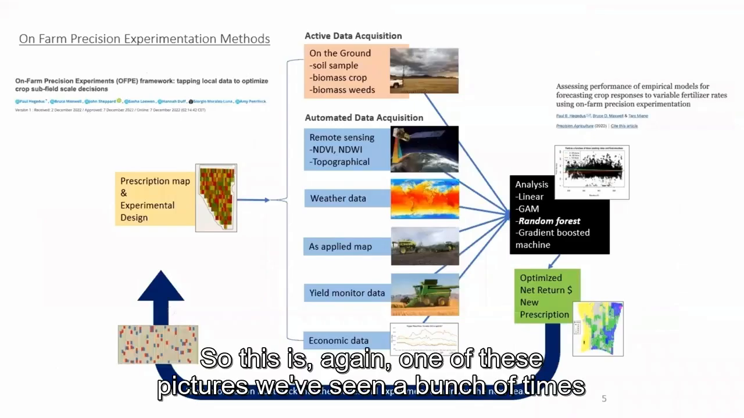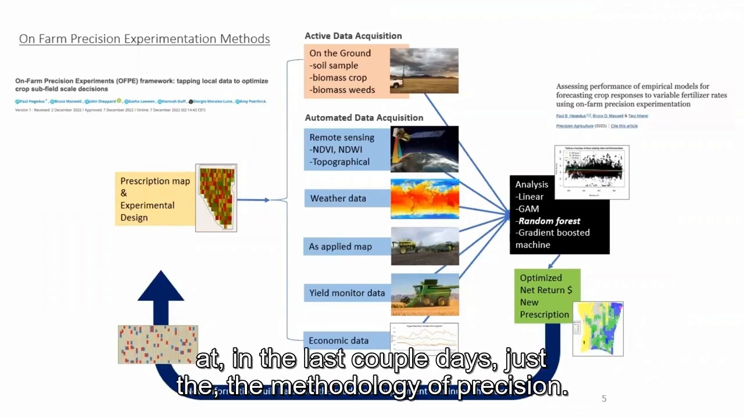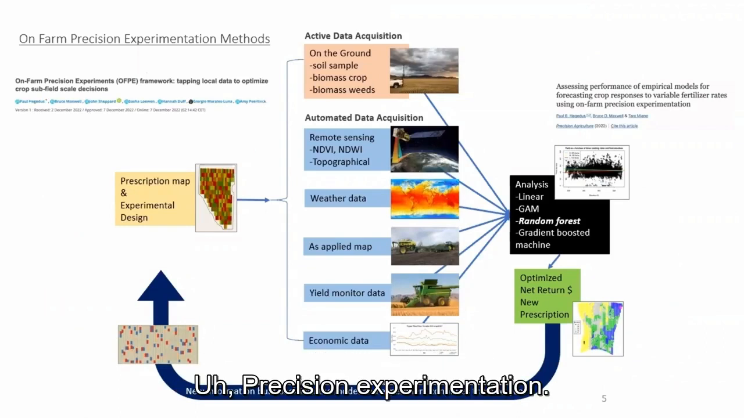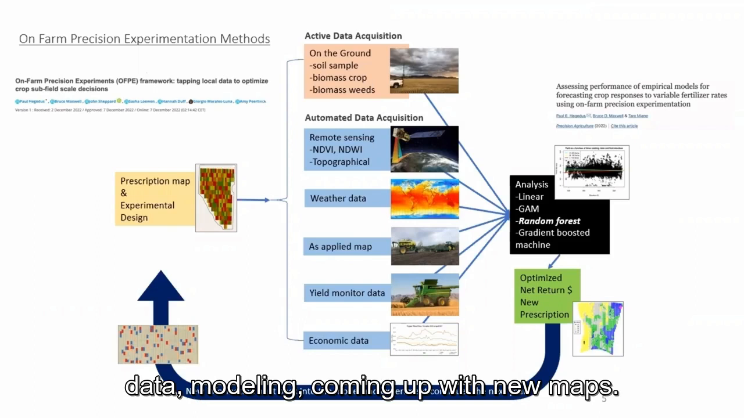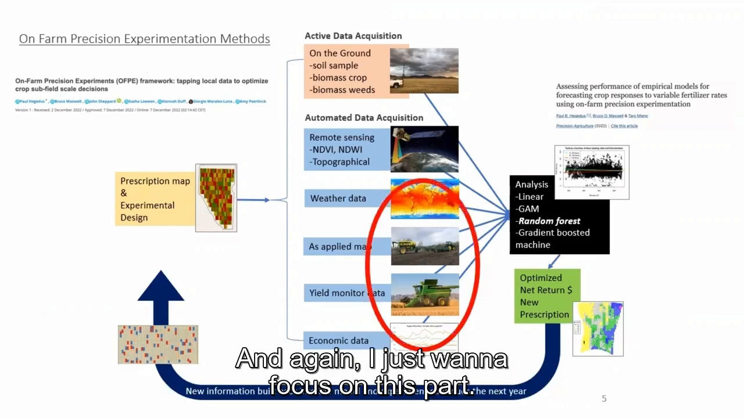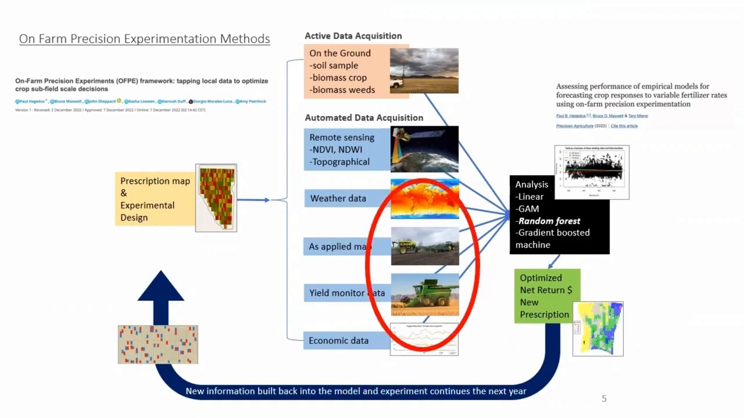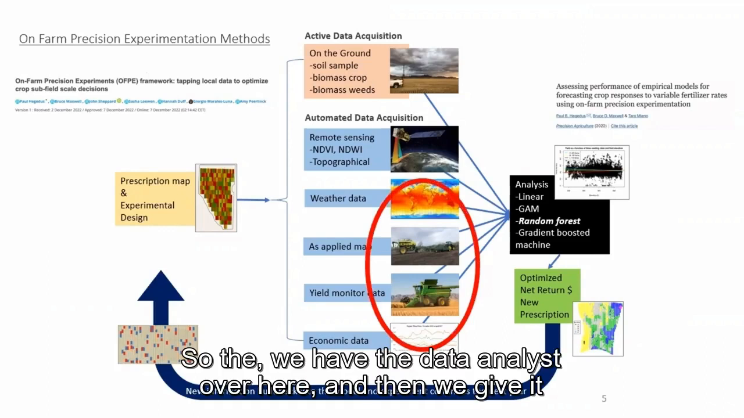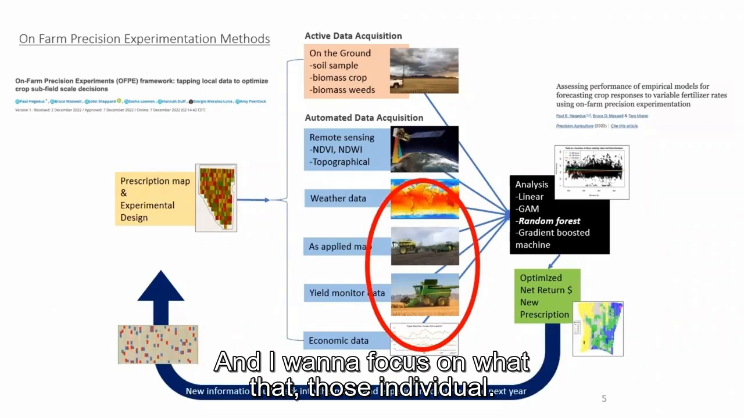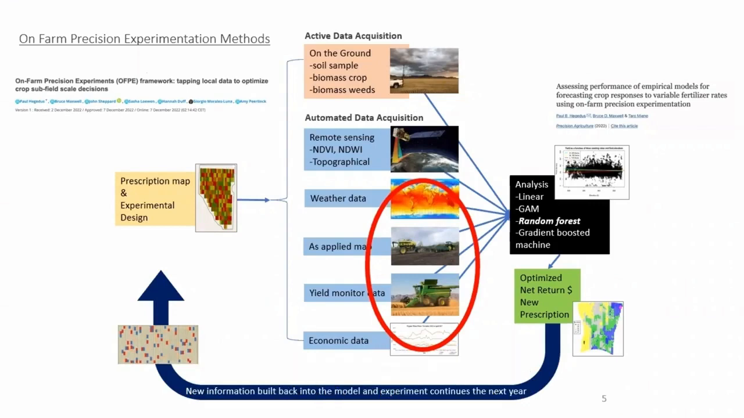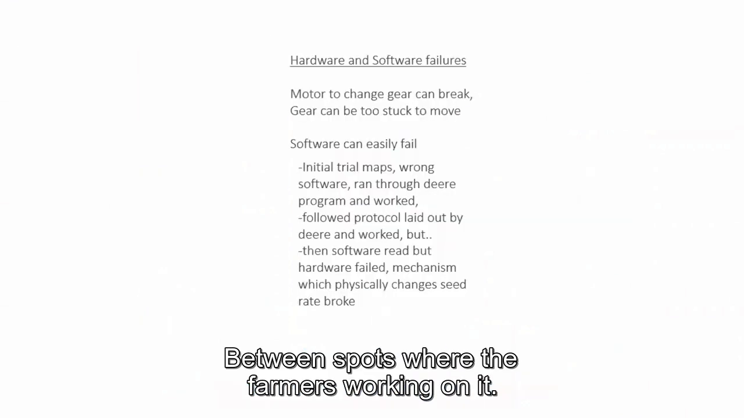So this is again one of these pictures we've seen a bunch of times in the last couple of days. Just the methodology of precision experimentation. So starting with our experimental design, collecting the data, modeling, coming up with new maps, and again, I just want to focus on this part. So we have the data analyst over here, and then we give it to the farmer, and then the farmer hands it back to the data analyst. And I want to focus on those in-between spots where the farmer's working on it.